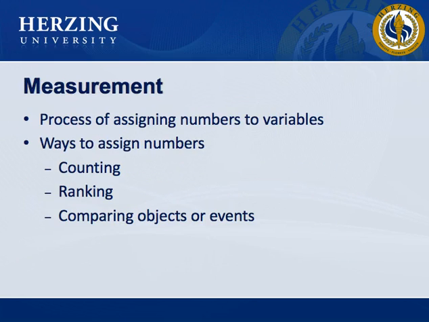Measurement is the process of assigning numbers to variables. There are several ways to assign these numbers, but ways are counting, ranking, and comparing objects or events. Measurement, as used in research, implies the quantification of information. Since it involves quantification, it is applied most frequently to quantitative research designs. When qualitative data are summarized and placed into categories, they lend themselves to quantification and should be included in the concept of measurement.